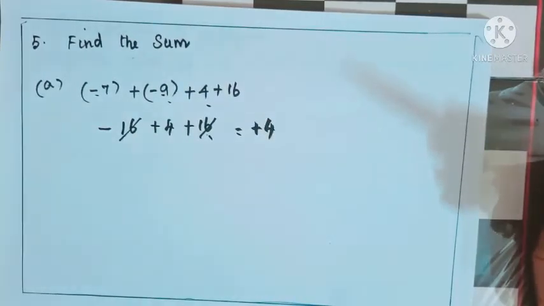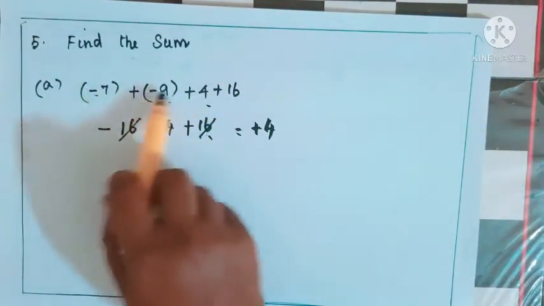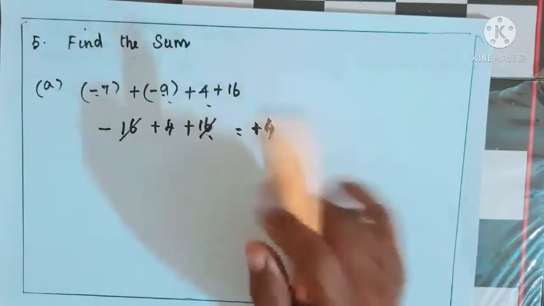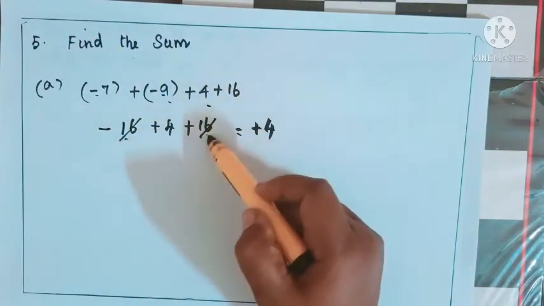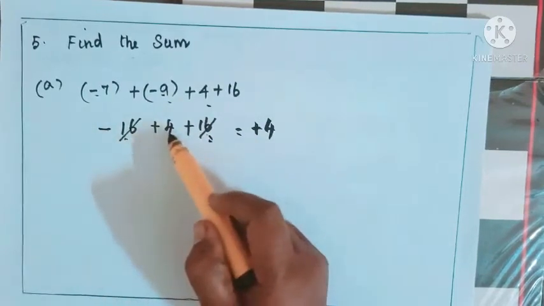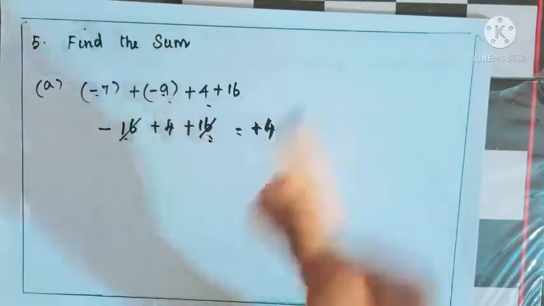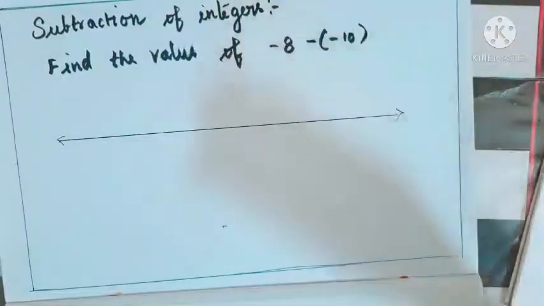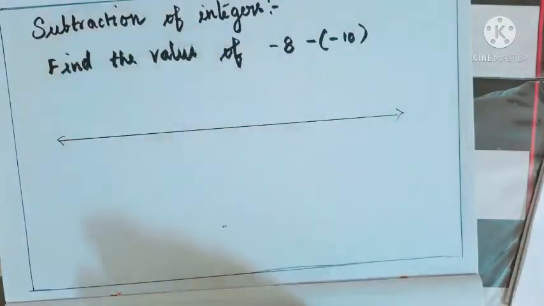Is it clear? Fine. So if minus comes, you put the negative symbol and add and write it. That's all. So you get minus 16, here plus 16. Both get cancelled. Both get cancelled means additive inverse, so it will become 0. That's the thing. Right? Now we are going to see subtraction of integers.